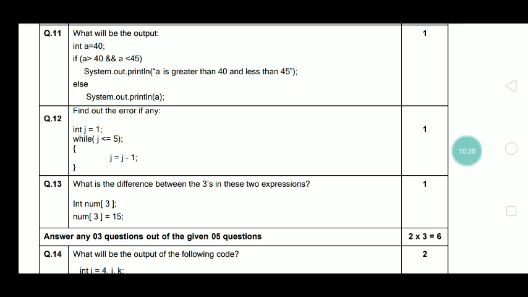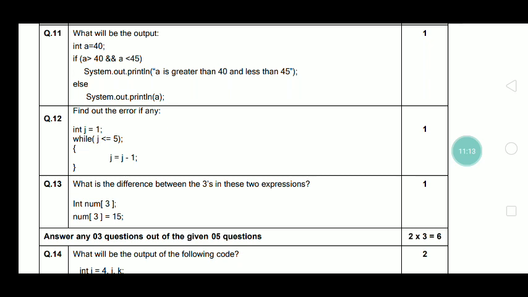Find out the error, if any. Go through these codes. Integer j equal to 1, while j less than equal to 5, j equal to j minus 1 within your curly braces. So in each iteration, the value of j will be decreased. Okay, so the condition will always be satisfied. That is, the value of j will always be less than 5. So this will be an infinite loop.